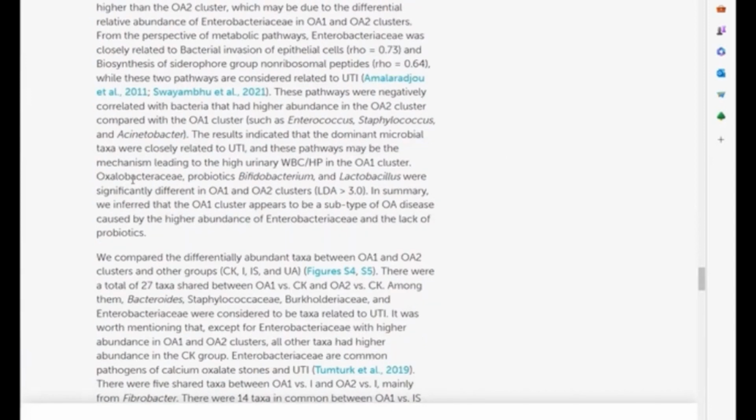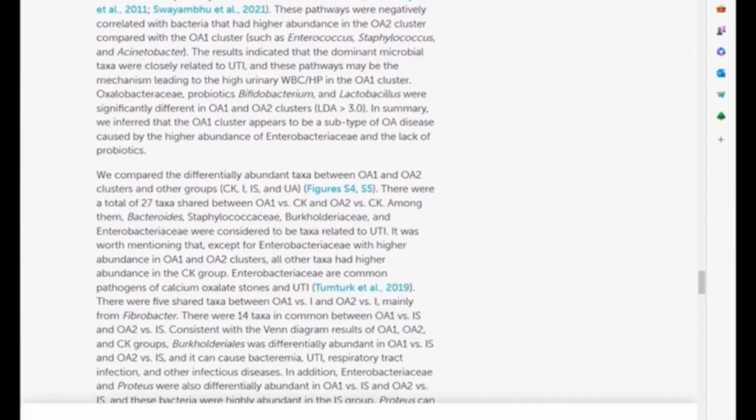So the Oxalobacter and then the good bacteria, such as the bifido and the lactobacillus, were different in the first and the second cluster. So what they're saying is the people who were more susceptible to UTI had more of the Enterobacteriaceae, and they were depleted in bifido and lactobacillus and Oxalobacter. Again, why we focus on the gut, because the gut seeds the rest of the body, including the bladder. It doesn't happen overnight. It happens very slowly how this happens.